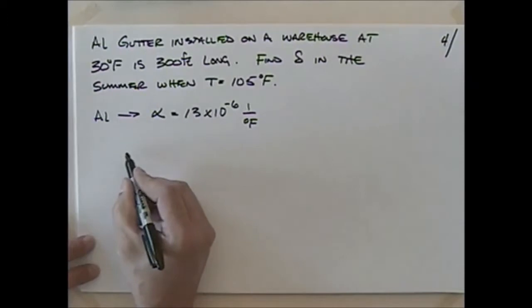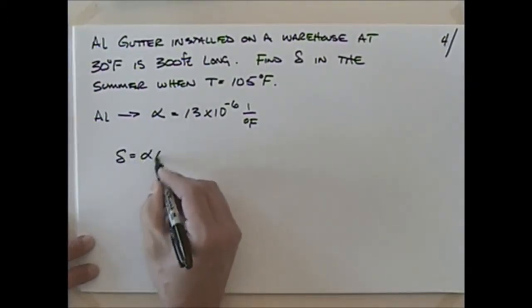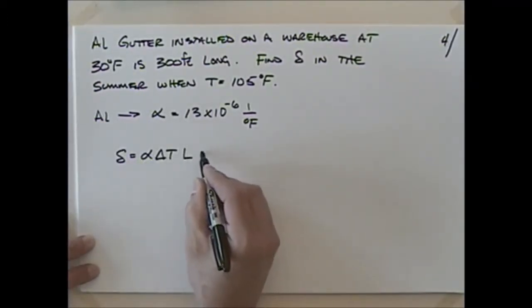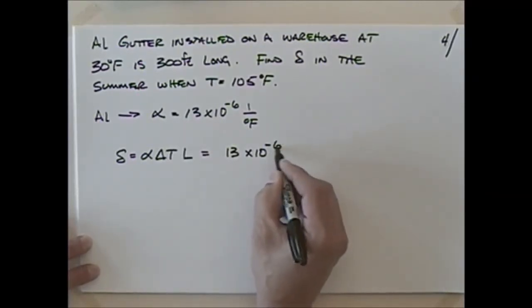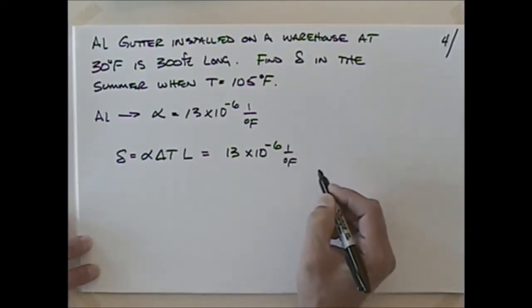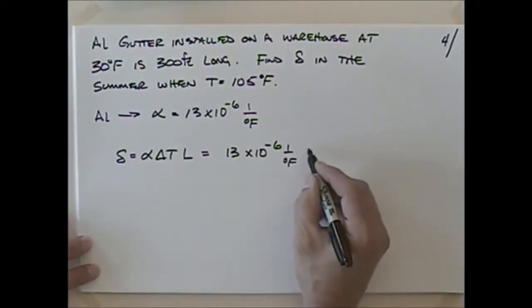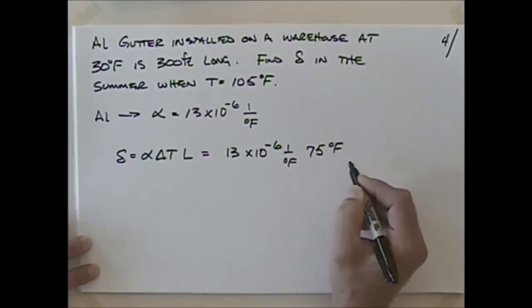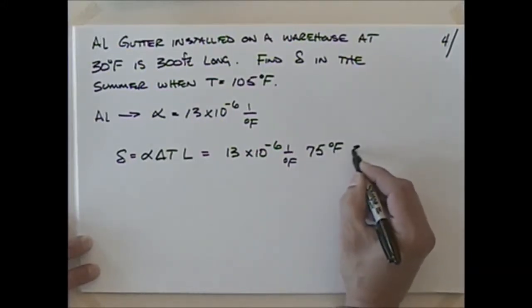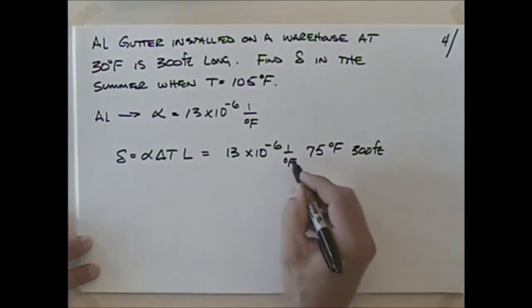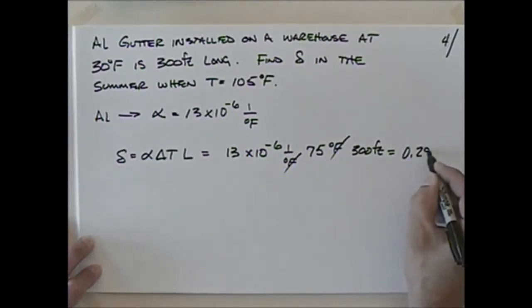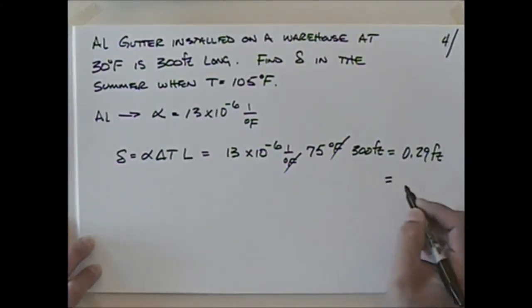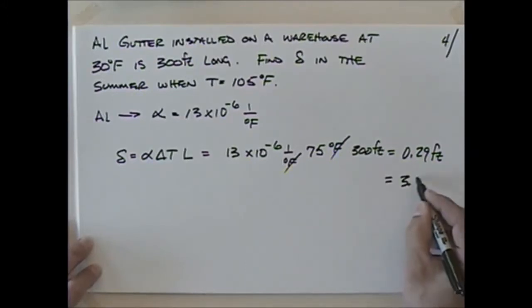So my equation then would be that delta is equal to alpha times delta T times the length. So I could say that this was 13 times 10 to the minus 6 times 1 over F. And then the delta T, what's that going to be? 75 degrees F, and then the original length 300 feet. So I get to cancel that with that, and we come up with 0.29 feet, which is maybe a little hard to recognize. That turns out to be 3.51 inches.